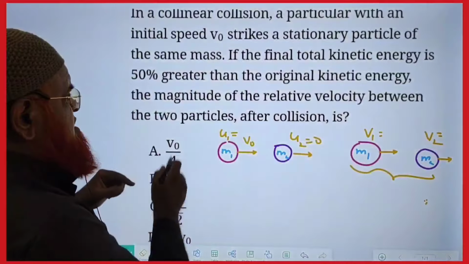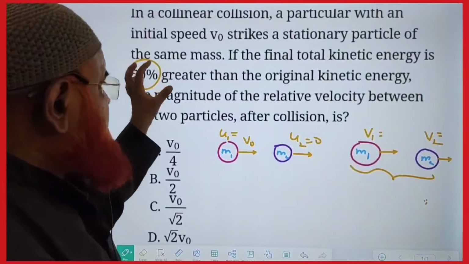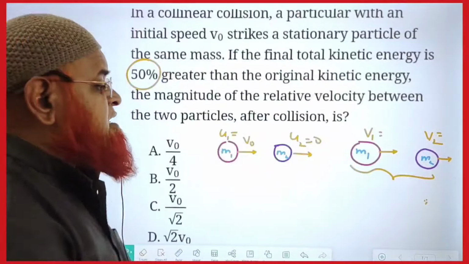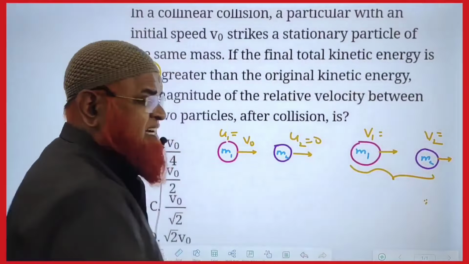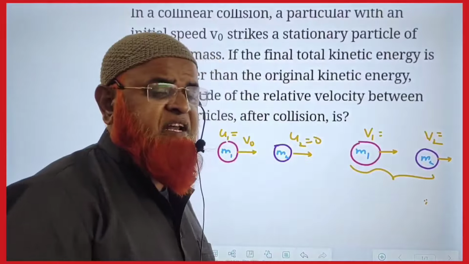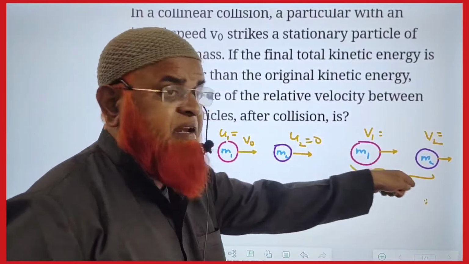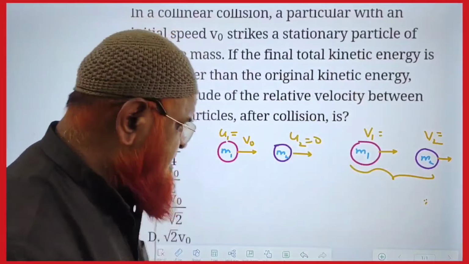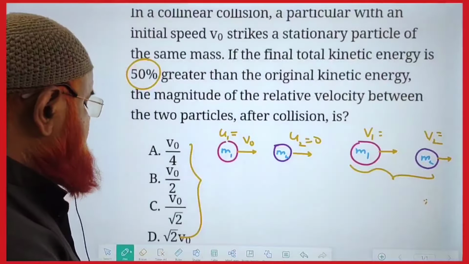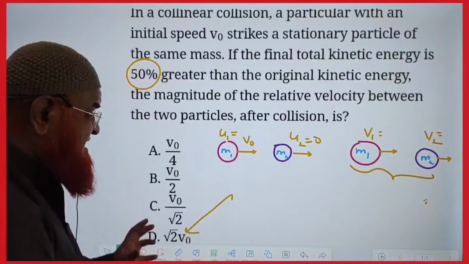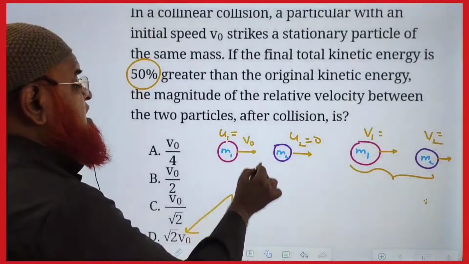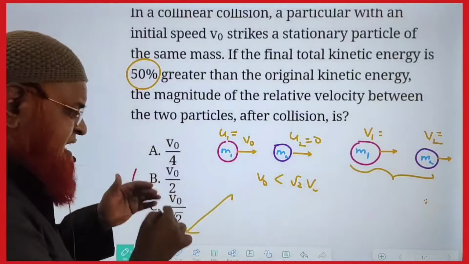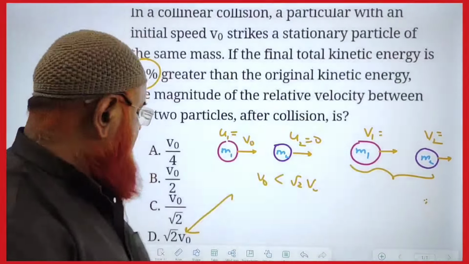But if you observe the question here, the final kinetic energy is 50% greater. That means, in the final case, 50% greater kinetic energy is there than the initial. That means definitely the final velocity should be greater. The final relative velocity should be greater. So if you observe all the cases, there is only one case in which the final velocity is greater than the initial velocity. Here, root 2 V naught is greater than V naught. In all the remaining cases it is less, only in the fourth case it is greater. So your answer is the fourth option.